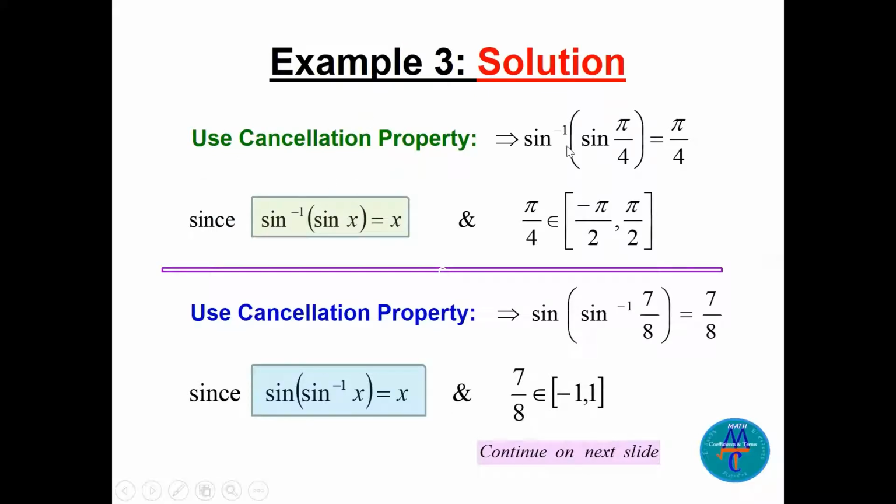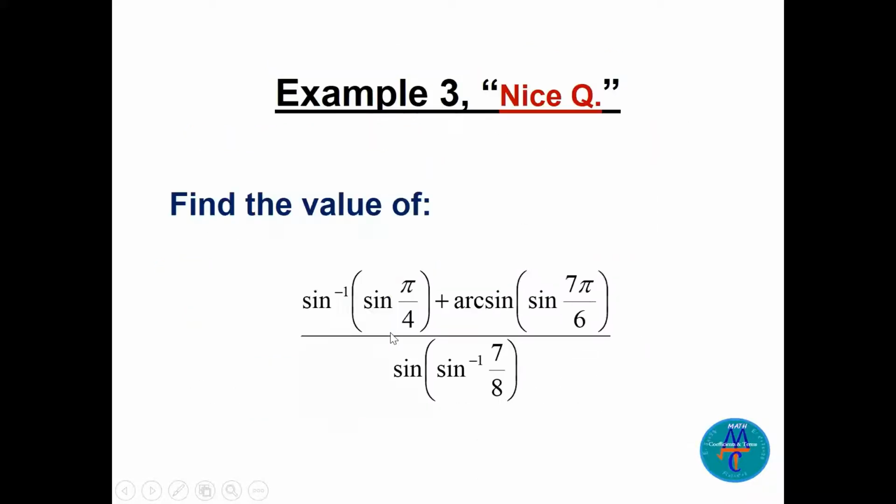Sine inverse sine pi over 4 is equal to pi over 4 because of the cancellation property. But remember, you have to check the condition. Sine inverse sine x is equal to x. Is this x, pi over 4, between minus pi over 2 to pi over 2? Yes. So we can use it. Also, we can use the cancellation property for the value in the denominator here. See? Sine inverse 7 over 8.